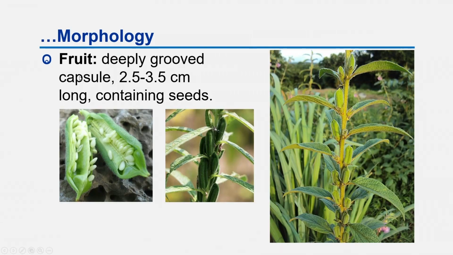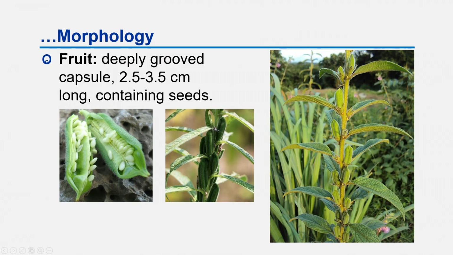Now you can see the fruit, deeply grooved capsules. So you can see here the picture of the capsules, and they are split and containing seed. These capsules contain seeds. So you can see the capsules are attached to the plant here. On the extreme right picture, you can see closely. Have a look at the capsules of sesame. They are just like pods in some other crops, and here they are called capsules, the fruiting body of sesame.